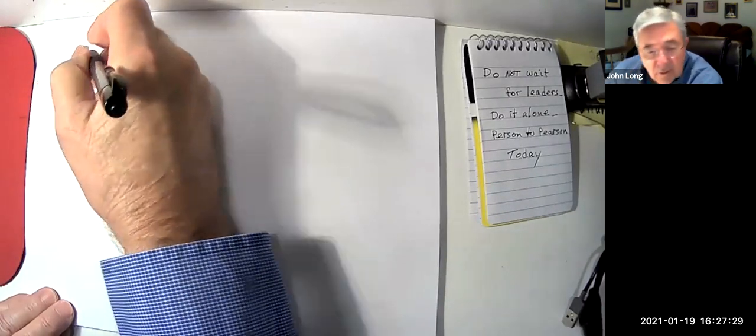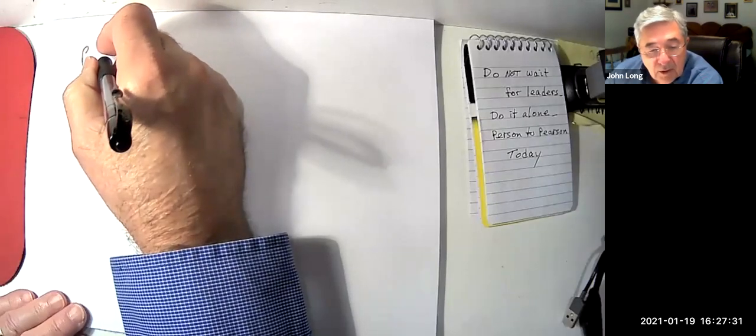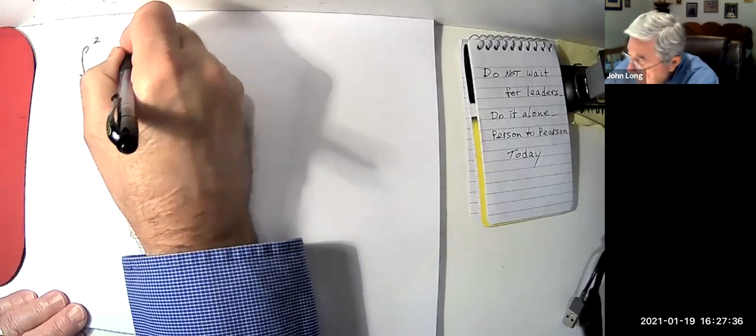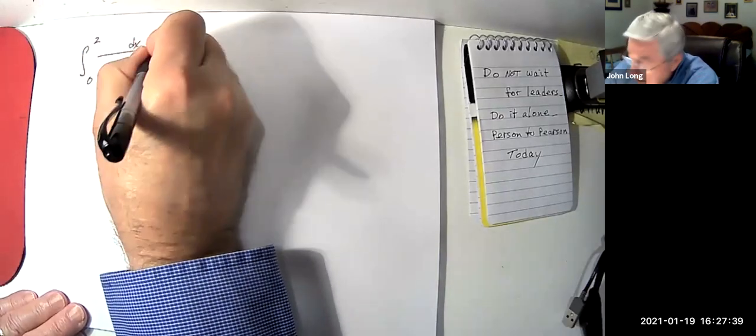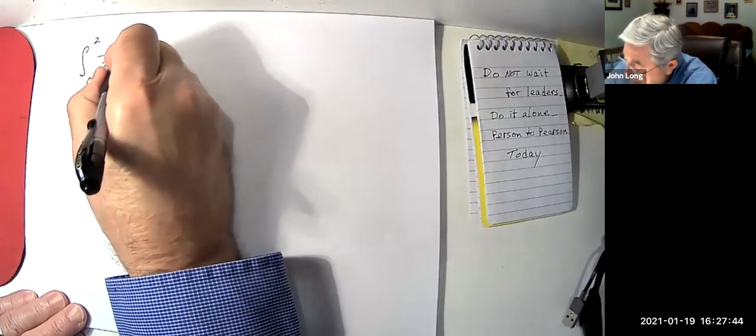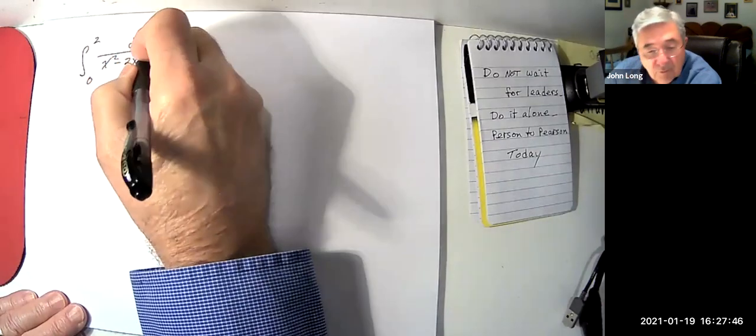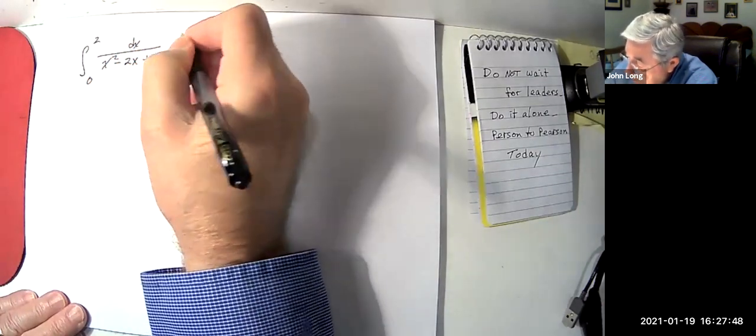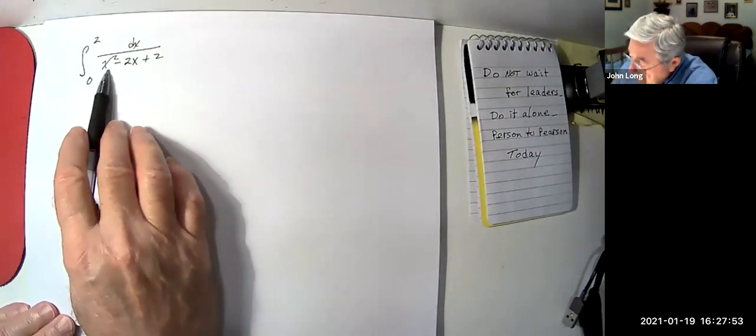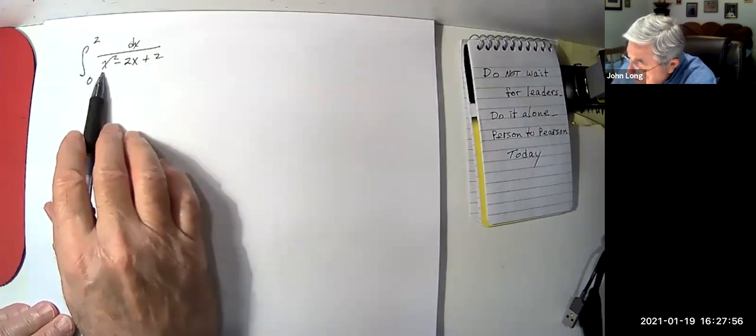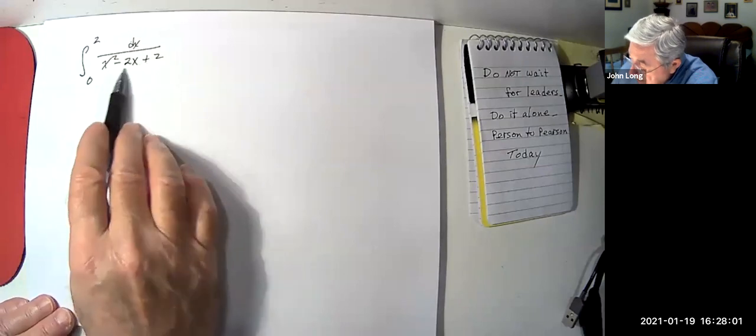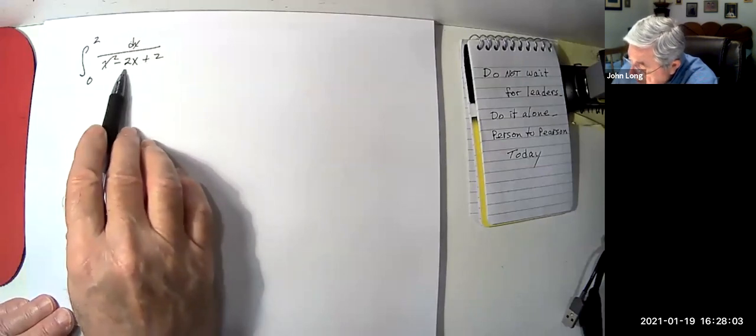Here's the integral from 0 to 2 of dx divided by x squared minus 2x plus 2. So the problem is that's not quite an arctangent, you see. It's not a square minus a number minus a square. And so we got to see if we can figure out what to do with that thing.